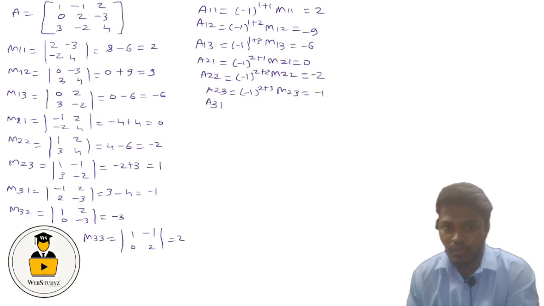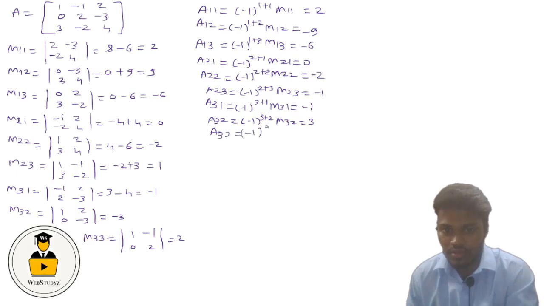Then A31 will be minus 1 raised to 3 plus 1, M31. M31 is minus 1. So 1 into minus 1 is minus 1. A32 is minus 1 raised to 3 plus 2, M32. M32 is minus 3. Now minus 1 into minus 3 is plus 3. A33 will be minus 1 raised to 3 plus 3, M33. Now M33 is nothing but 2. So 1 into 2 is 2.